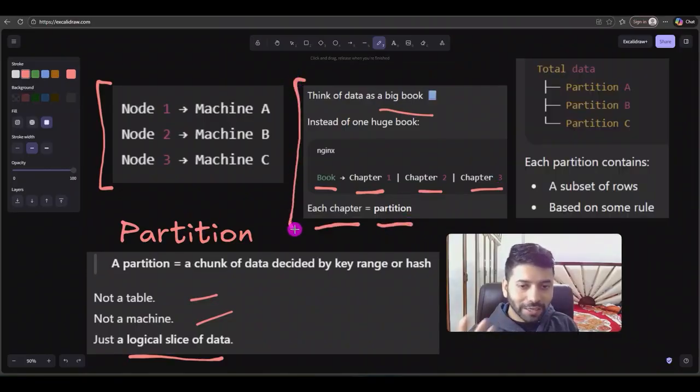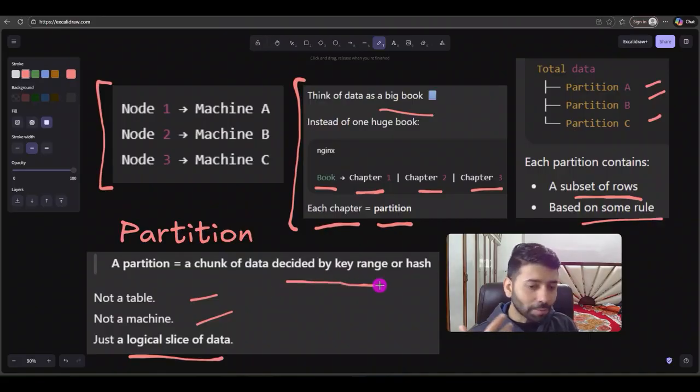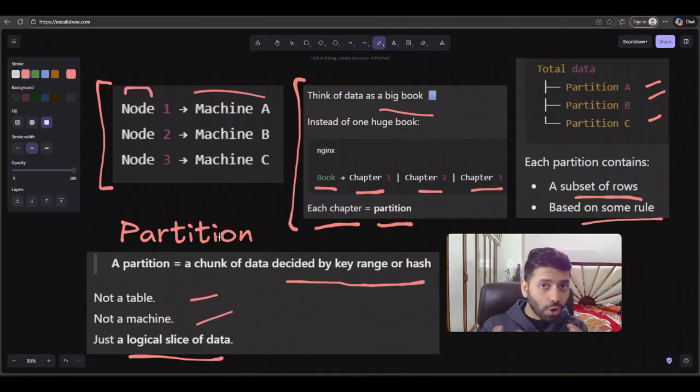So this was a realistic kind of example, but when we talk about databases, instead of taking all the huge data as one, you divide it into multiple partitions like partition A, partition B, partition C. And each partition will contain a subset of rows based on some rule. These rules can be a key range or hash, or like we discussed earlier, consistent hashing. So basically a node is a machine, whereas a partition is a chunk of data.